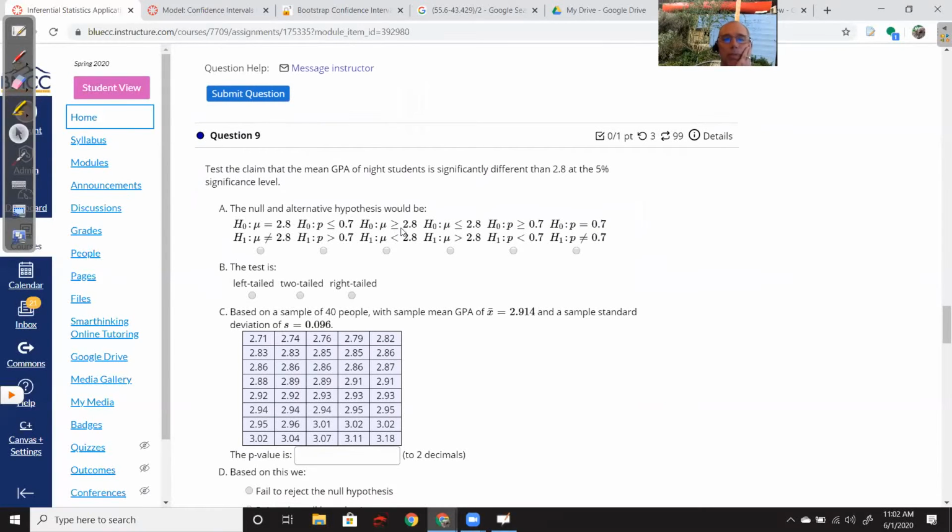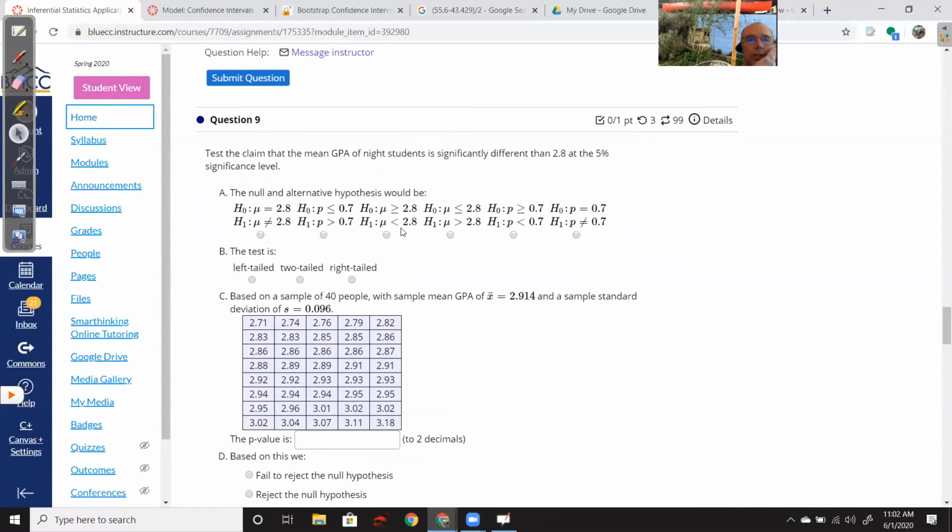I think this is a good one to do. Yeah, let's do the night student one. So this is number 9. Now, you might have a slightly different version of this.